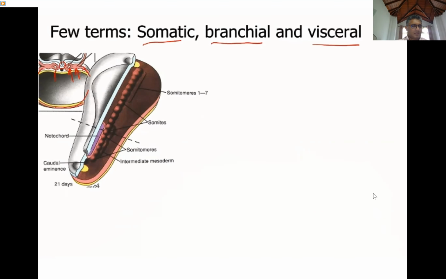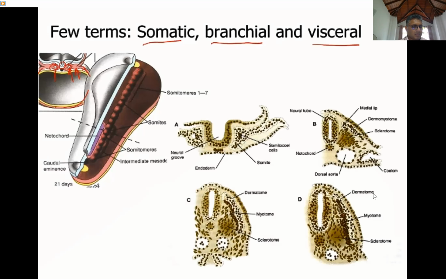Now this paraxial mesoderm, which is on either side of the neural tube, gets condensed and forms a series of segments. You can see a series of segments here. Now this series of segments are called somites. Each somite gets divided into a dermatome, myotome, and a sclerotome. Sclerotome will give rise to the vertebra. The dermatome will give rise to skin, and myotome will give rise to muscles.